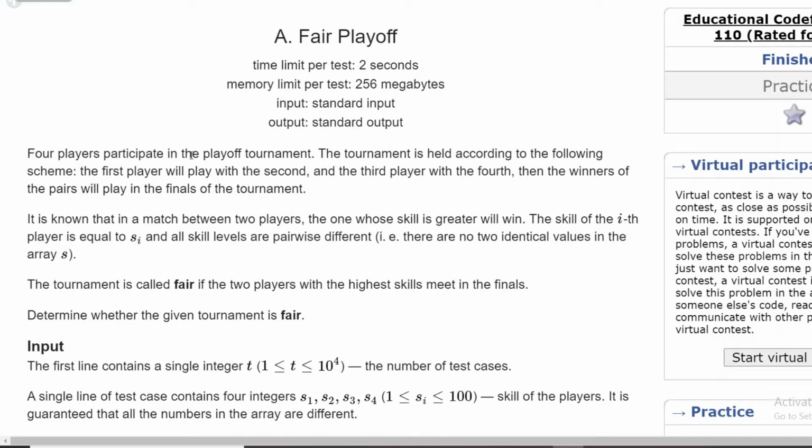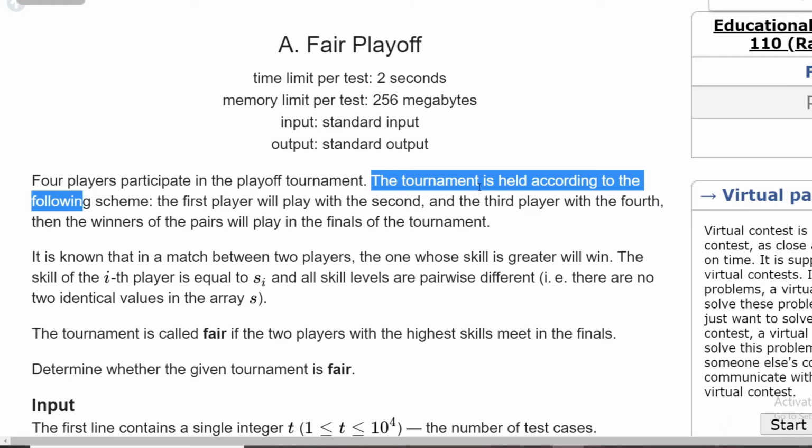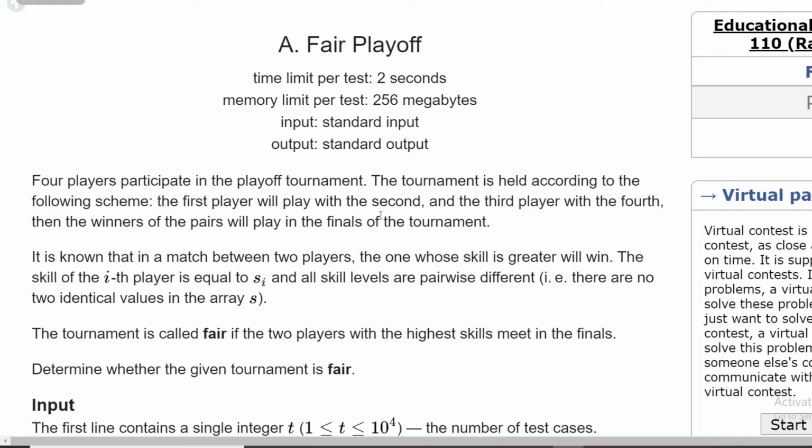Four players participate in the playoff tournament. The tournament is held according to the following scheme. The first player will play with the second, and the third player with the fourth. Then the winners of the pairs will play in the finals of the tournament.